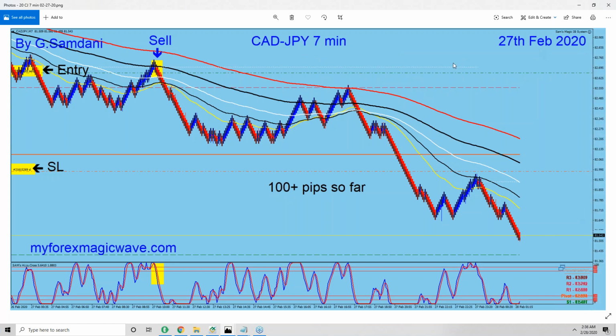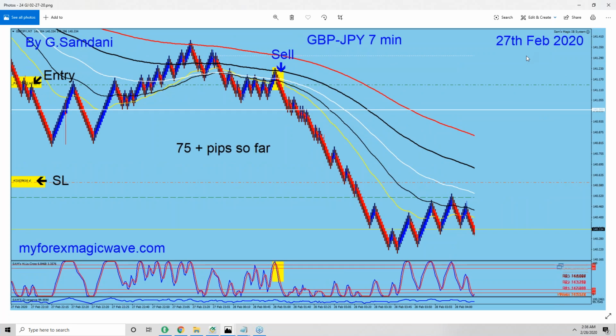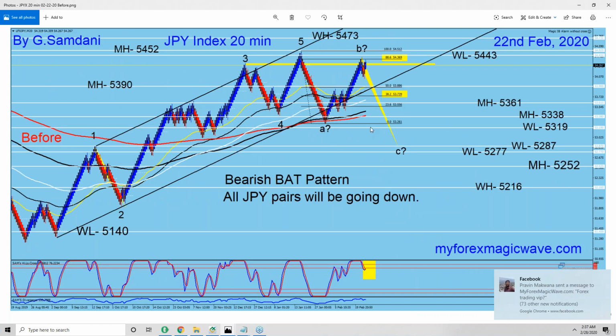So on the 27th, which was yesterday, we just started. The 28th is 2:30 a.m. right now. So on the 27th, what happened? This is the first one, CAD yen, 7-minute, right? And then second, New Zealand yen for 120 pips, very nice entry, all the way down. And the third trade on the 27th is pound yen, right? And it was nice from here all the way down for 75 pips. So these are altogether 13 trades based on this one single chart here, right?